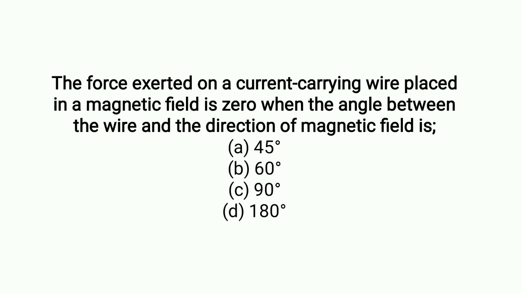The force exerted on a current carrying wire placed in a magnetic field is zero when the angle between the wire and the direction of magnetic field is: option A, 45 degree; option B, 60 degree; option C, 90 degree; option D, 180 degree. So the force is zero when it is kept at an angle of 180 degrees, whereas the displacement is maximum at 90 degrees. So the answer is 180 degrees.